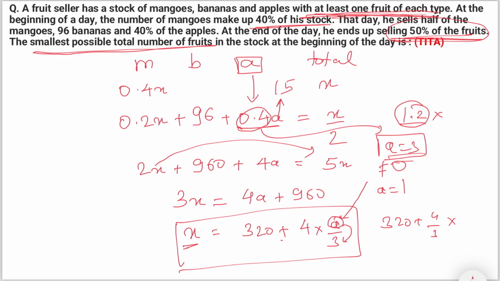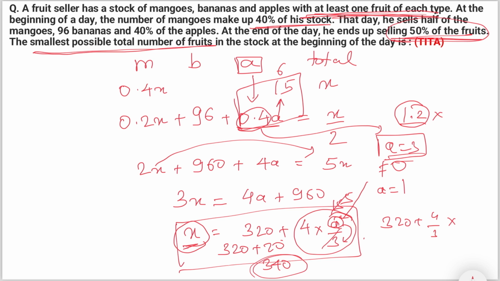So when I take A as 15, this number 0.4 into 15 will become 6, an integer. So the number of apples sold becomes 6. That is possible, right? And this value will now eventually become 4 into 15 by 3. 3 5s are 15, 5 4s are 20. The minimum value of total fruit is 320 plus 20, that will be 340. And this is the answer to our question. What is the smallest possible number of total fruits in the beginning? The answer is 340.